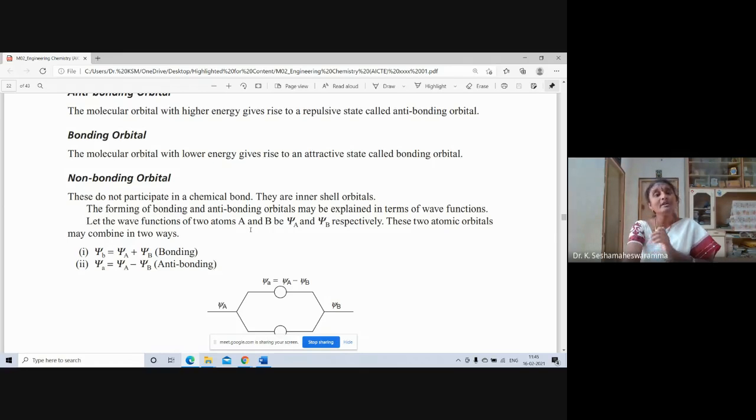Non-bonding orbitals do not participate in chemical bonding; they are inert orbitals. Suppose we take the nitrogen atom: the atomic number of nitrogen is 7, and the electronic configuration is 1s2, 2s2, 2p3. The 1s2 electrons may not participate in the bonding, hence they are known as non-bonding electrons. At the same time, the 1s orbital is known as a non-bonding orbital.